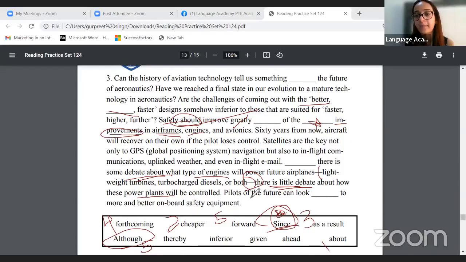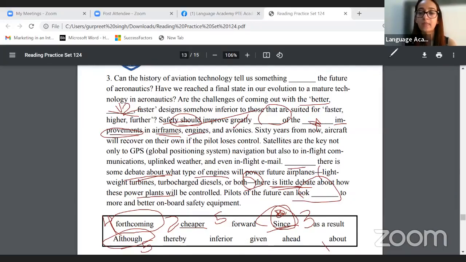Right? Any confusions, anyone here? So tell us about, then we need second form of verb because the other two words were second form. So cheaper was the only option we had. As a result of the safety should improve, as a result of the improvements, what kind of improvements? The yet to happen improvements, which means the next coming, upcoming, forthcoming improvements. And although, because there are two parts, although there is doubt in this, there is no doubt in that. So some debate and little debate should be understood as some doubt and almost no doubt. And look forward is a collocation.